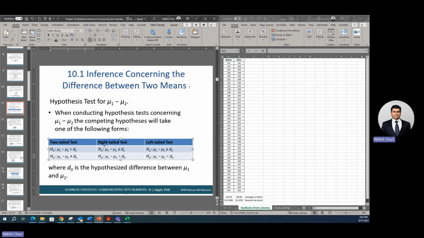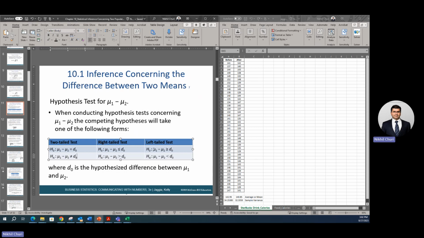Second is the right tail test. With that theory, your null hypothesis says mu1 minus mu2 is less than or equal to d0. With that logic, your alternative or contradictory hypothesis says mu1 minus mu2 is the opposite of this, meaning greater than d0. Third one, left tail: H0 states that mu1 minus mu2 is greater than or equal to d0. With that logic, the contradictory case is mu1 minus mu2 is less than d0.